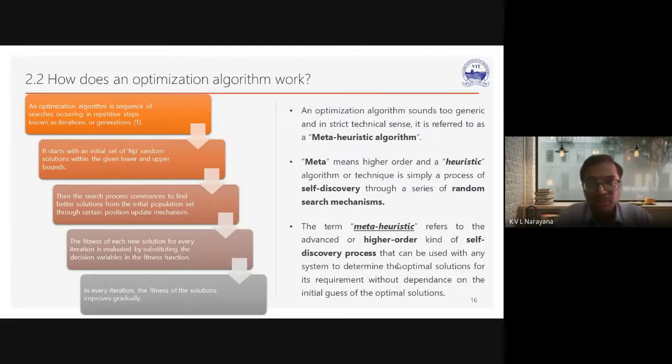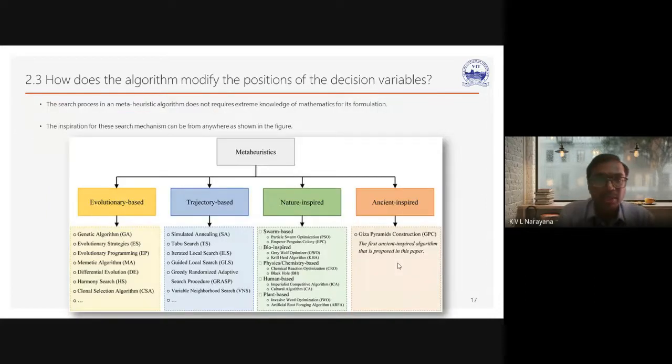So this human behavior inspired algorithm, social group optimization, we are going to discuss in detail. In general, based on the random search mechanism, the metaheuristic algorithms are classified into many. This is one of the classifications; there are many more classifications given in the literature. You can see here evolutionary based algorithms, trajectory based algorithms, nature inspired algorithms. So what is inspired for implementing the search mechanism? Based on that, the metaheuristic optimization algorithms are classified.